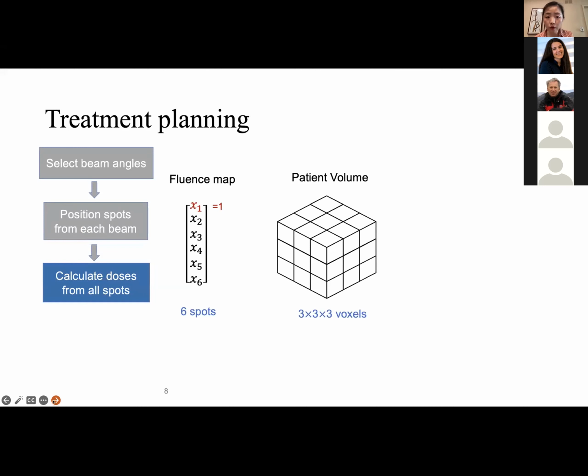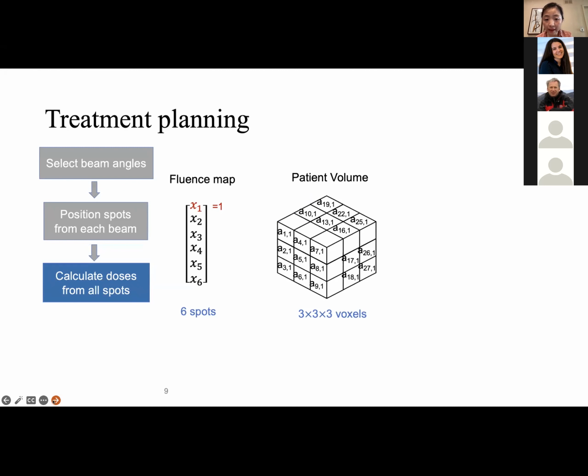If we let the first spot have 1 intensity, then we know it's going to deliver some dose to the entire volume, while some voxels may get higher doses and some may not. So this will give us a volumetric distribution of dose in this volume. And then we can just write the dose in each voxel this way.